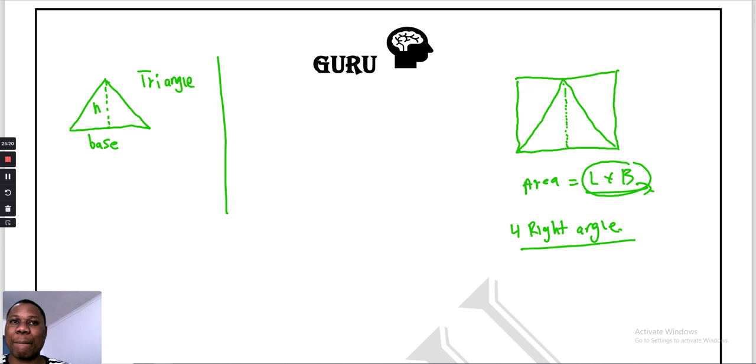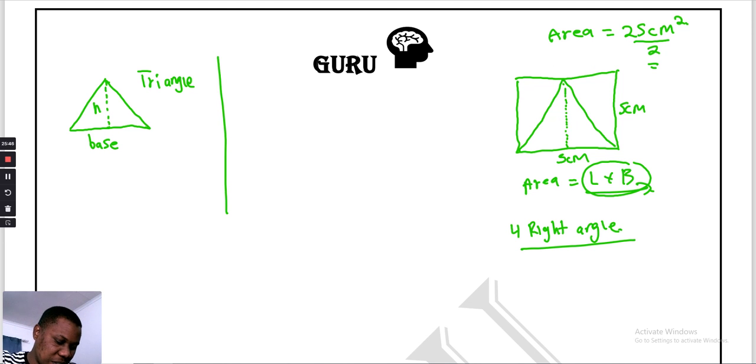I'm repeating. If let's say this side is 5 centimeters, then this side is 5 centimeters. We want to calculate the area of this, okay? So it's going to be 5 multiplied by 5, meaning that the area is equals to 25 centimeter squared. And I'm saying if we divide this by 2, we will get how much? 25 divided by 2, that will be 12.5 centimeter squared. Let's leave it that side. I will show you a beautiful story about that.